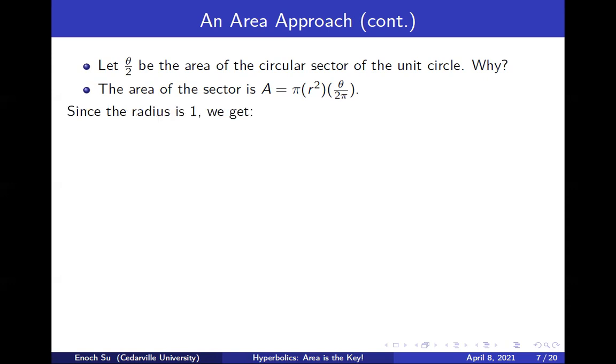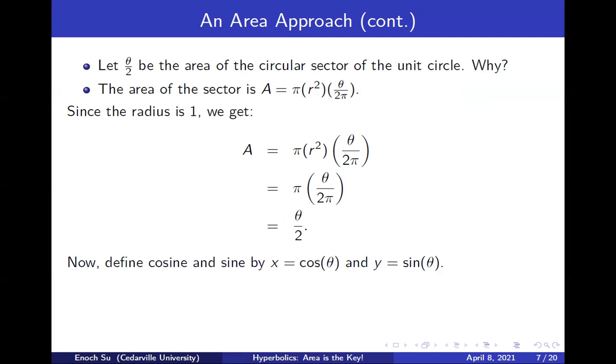So notice that since we are on the unit circle, we get a radius of 1. So plugging in, we wind up with r equals 1, which makes that essentially go away, but it's still there. And we get pi times theta over 2 pi. If we cancel the pi's on the top and the bottom, since they're obviously non-zero, we get area equals theta over 2. So now you see there is a good reason why we define theta over 2 to be the area of the circular sector.